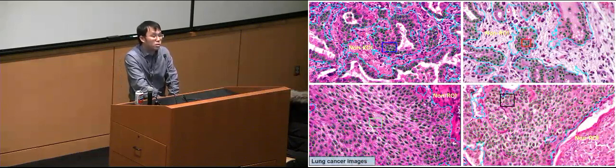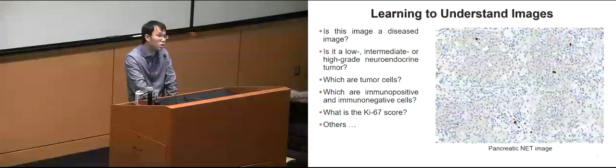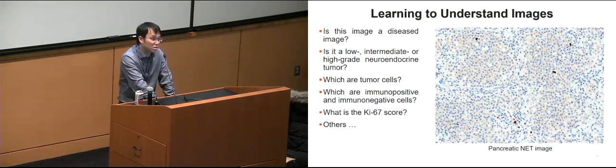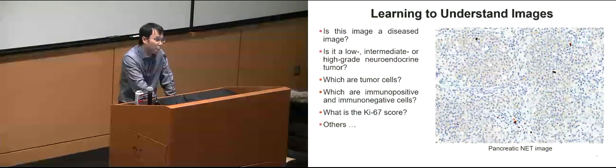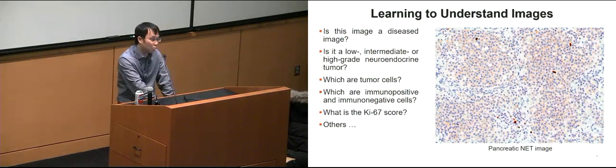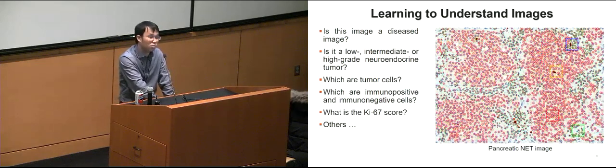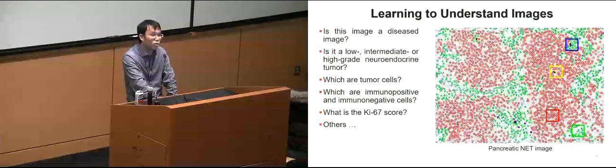Actually, all the algorithms that we develop have one goal: we would like to provide support for diagnosis or prognosis. In clinical practice, the pathologists or doctors are more interested in questions like these. For these images, does the patient have disease or not? Where are the tumor cells? How many tumor cells are there? And what is the Ki67 score? So in addition to object segmentation, we still need to do object classification to classify all the items here.